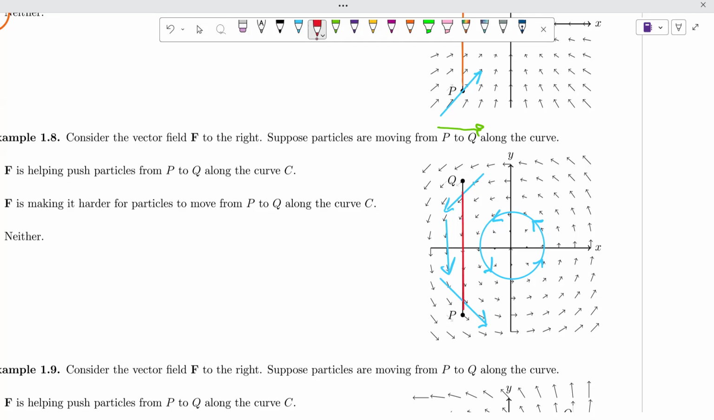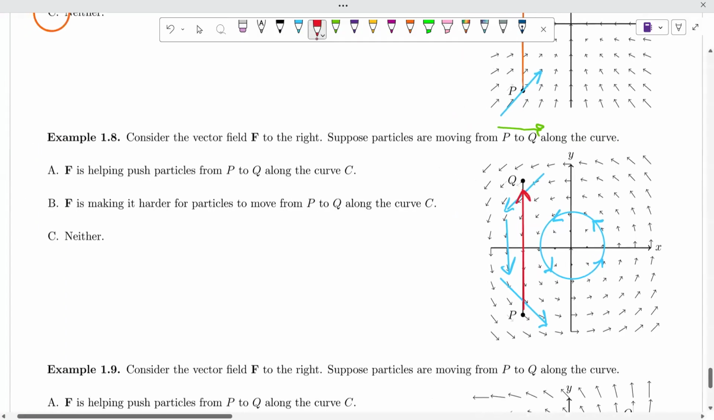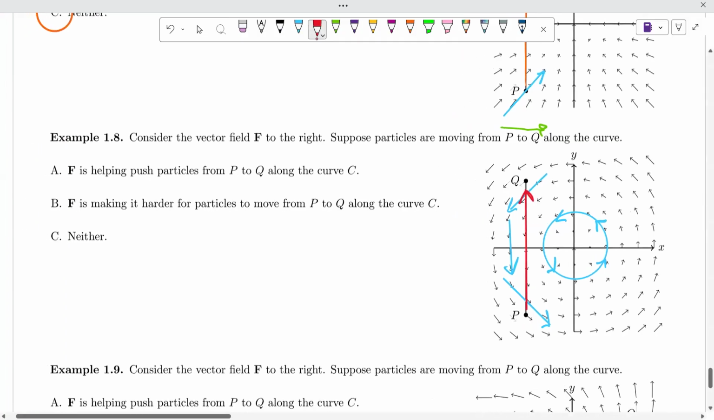However, we want to be going up because we want to be going from P to Q. So the whole way through, this field is hindering the motion of that bead along the steel rod, or whatever object we might want to claim it is. Let's just keep working with the bead on a steel rod idea.